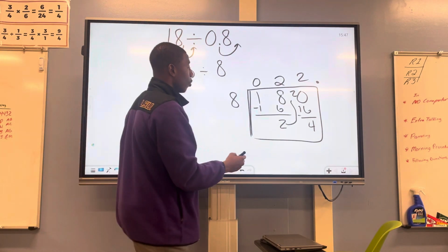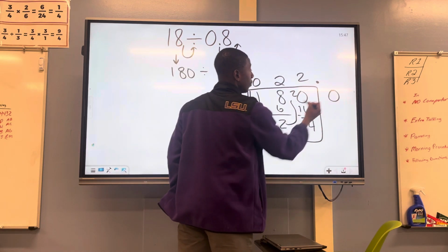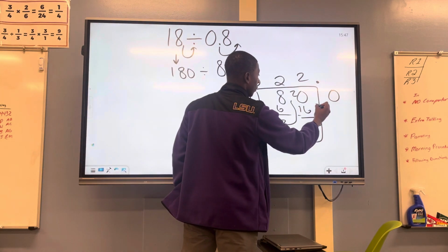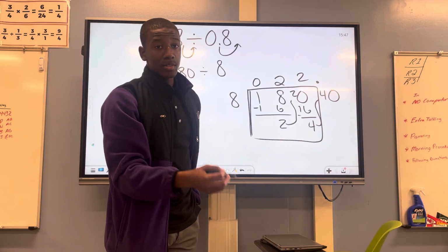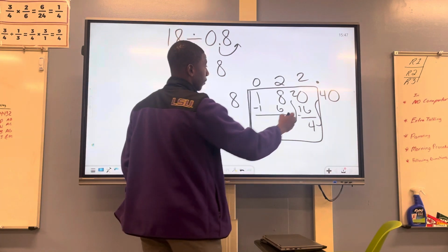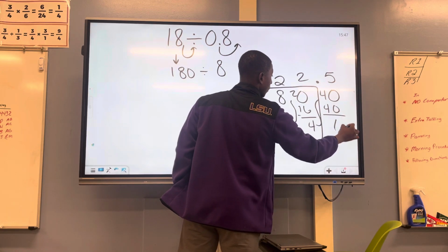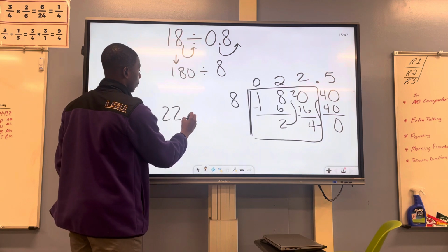So therefore I'm going to add a 0 to the end of my quotient, and I'm going to move the 4 up here to make that a 40. So now 8 times 5 equals 40. And that's the end of my problem. The answer should have been 22 and 5 tenths.